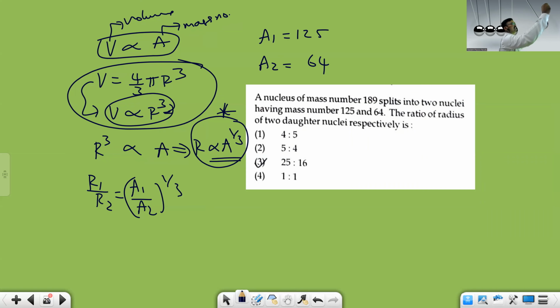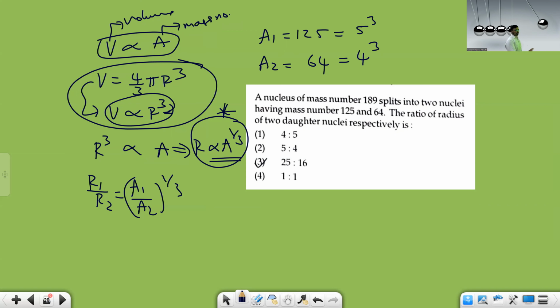I can write A1, 125, as 5 cube, and A2, 64, as 4 cube. You have to remember these cubes. What is 2 cube? 8. 3 cube? 27. 4 cube? 64. 5 cube? 125. 6 cube? 216. At minimum, you have to remember these cubes.